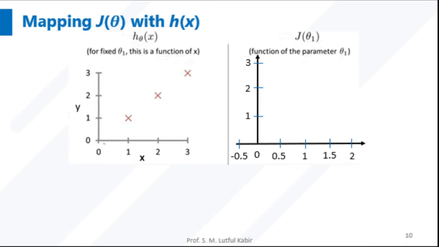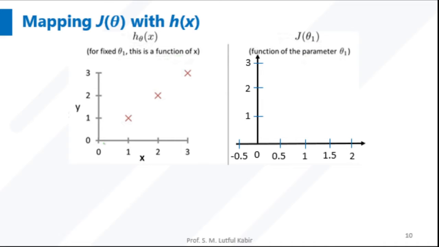Notice that the hypothesis h of x, for a fixed value of theta 1, is a function of x. In contrast, the cost function J is a function of the parameter theta 1, which controls the slope of the straight line. Let's plot these functions and try to understand them better. Let's start with the hypothesis on the left. Let's say here is my training set with 3 points: 1, 1, 2, 2 and 3, 3.